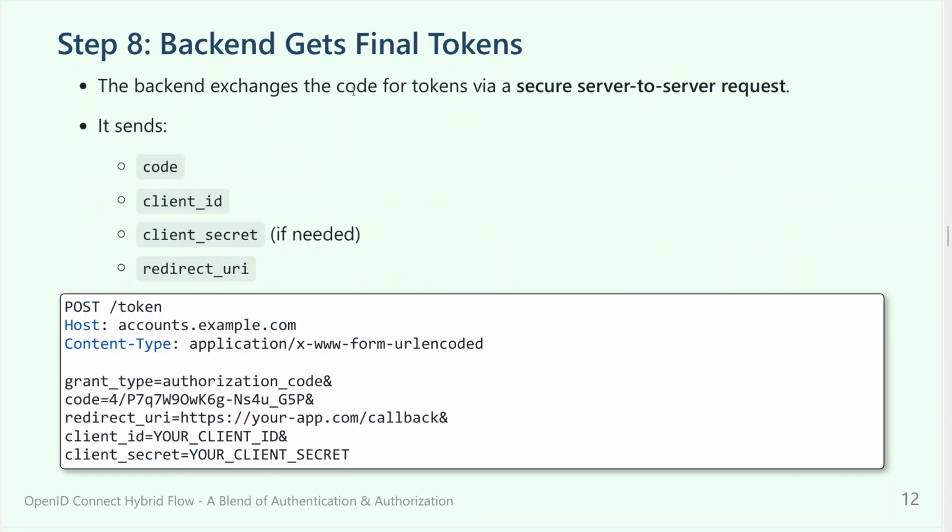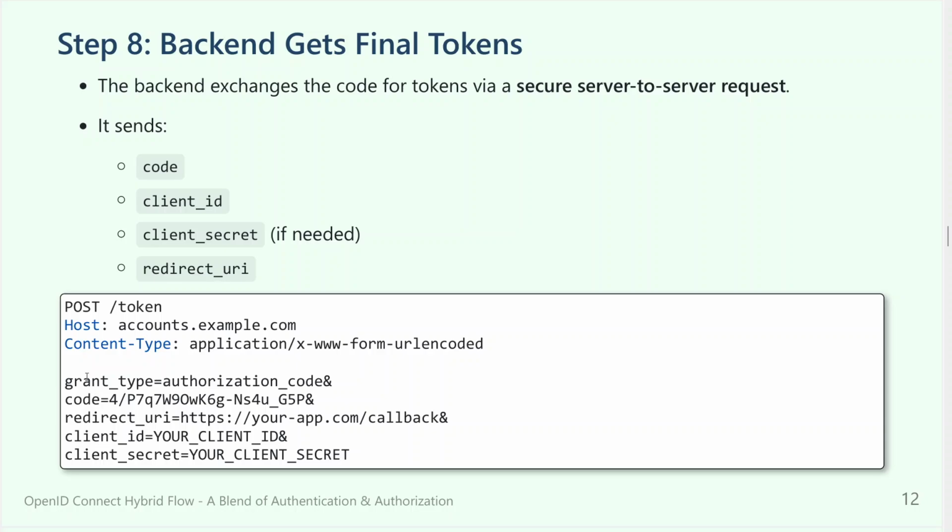So the backend exchanges the code for tokens via a secure server-to-server request, because it's the backend. Now in the backend, you can store the client secret. So you can do a direct request to the authorization server: please give me these access tokens, and it's secure because it's on the backend. It's not on the browser. So you send the code, the client ID, the client secret if needed, and the redirect. This is the backend talking with the authorization server, meaning: reply and give me the tokens that I want.